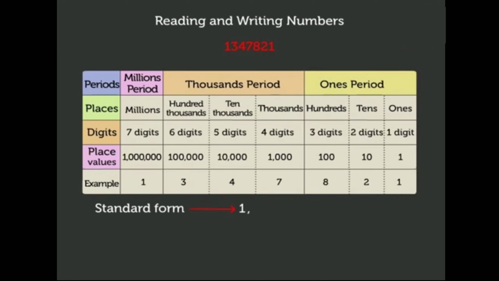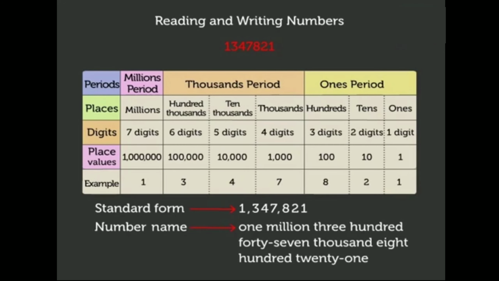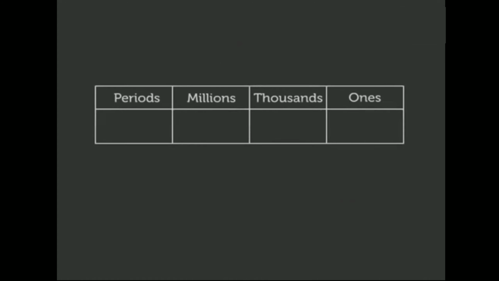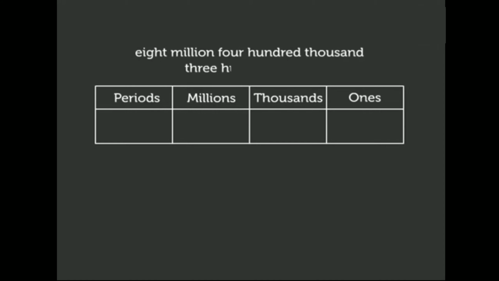So we write the number in standard form as 1,347,821, and we read it as 1,347,821. The number name is written like this. Similarly, we can write a 7-digit number in this standard form using the periods. Example: 8,400,307.